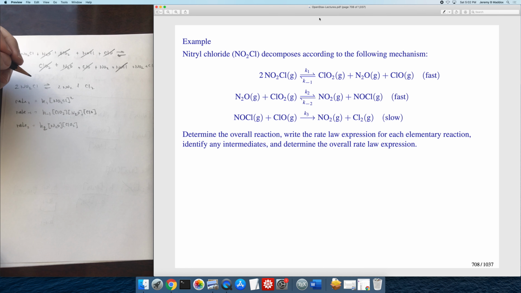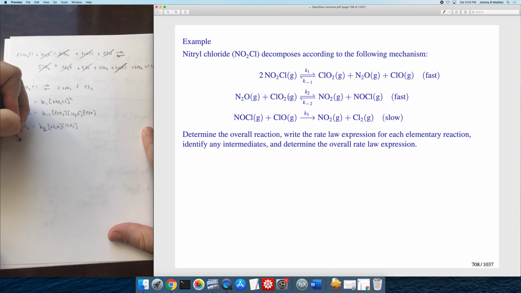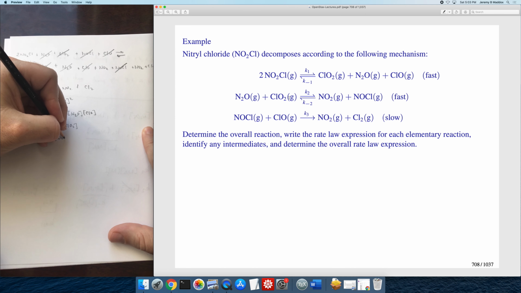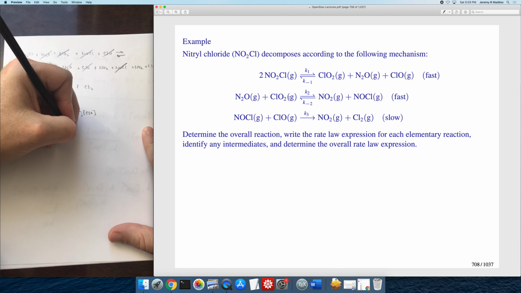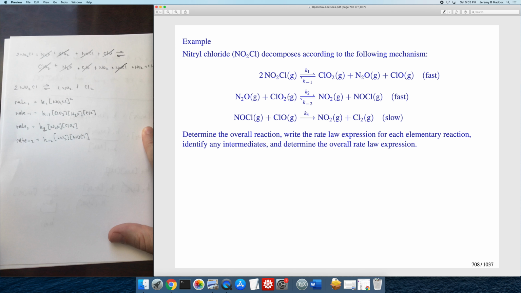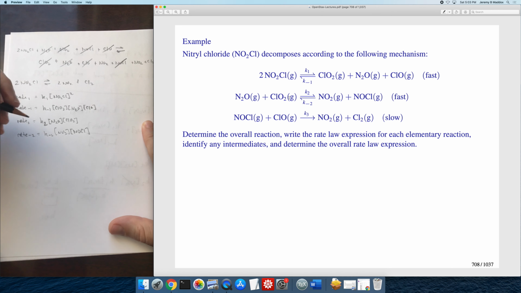Right? Each of these species appears once, and so it appears once in the rate law. We've also got the minus 2, so K minus 2, also bimolecular type 2. Bimolecular type 2 is the most common type of reaction step. Then we've got K3, the slow step, which will be the rate limiting step.